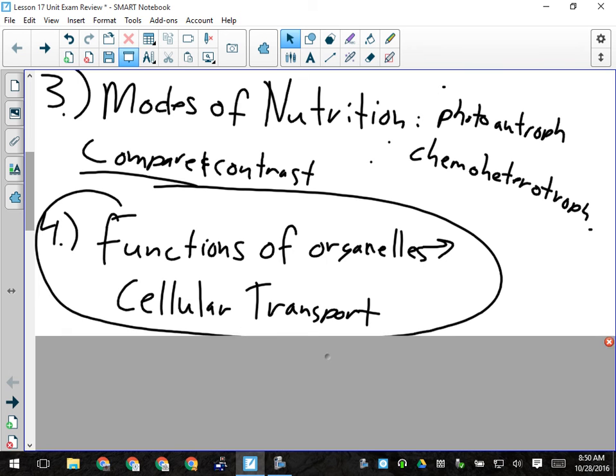Okay, so function of organelles and cellular transport. If there's one thing on this test that is focused on or weighted more heavily than anything else, it is transport within cells and in terms of an entire organism like the plant. So expect there's probably going to be one written response question for each of the big 3. What are the big 3?